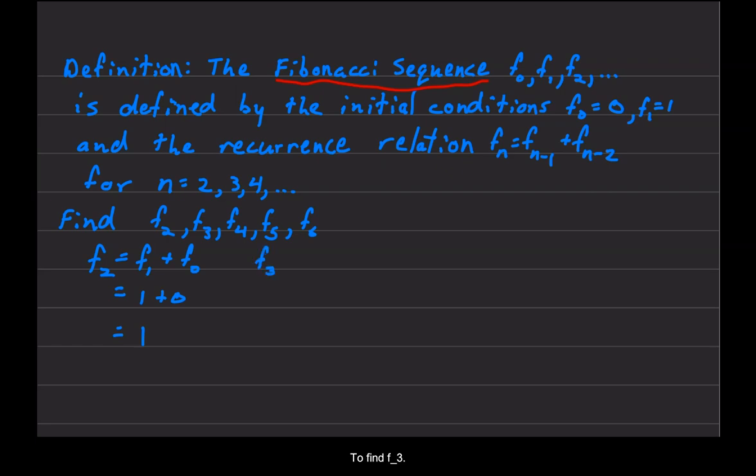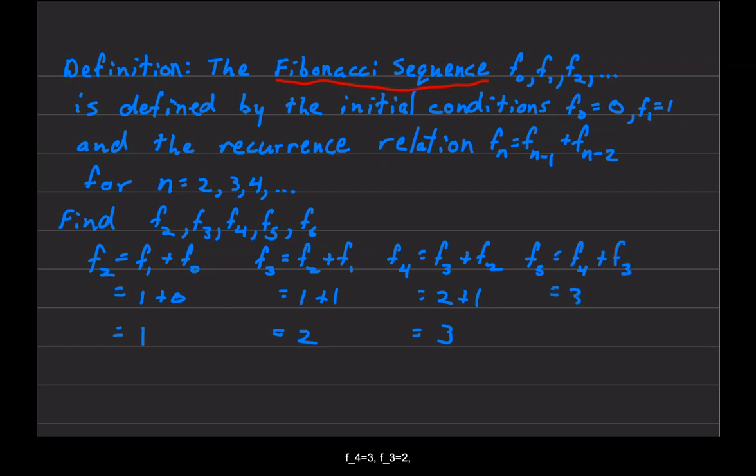To find F3, that will be F2 plus F1. F2 was 1, and F1 was 1, giving us a total of 2. F4 is equal to F3 plus F2, giving us 2 plus 1, which is 3. F5 is equal to F4 plus F3. F4 was 3, and F3 was 2. So now we have 5.